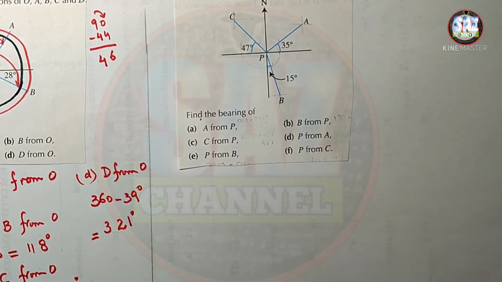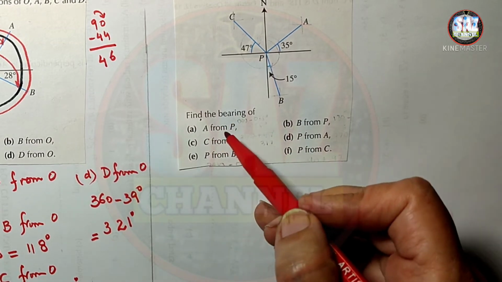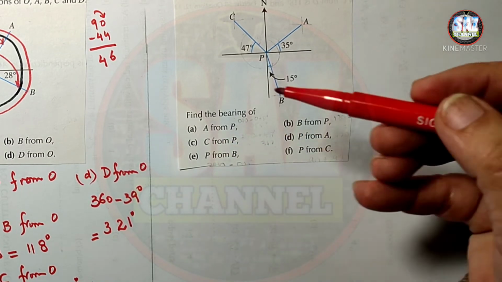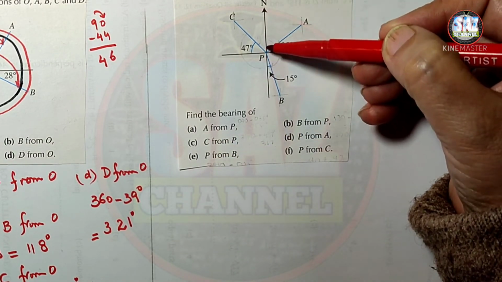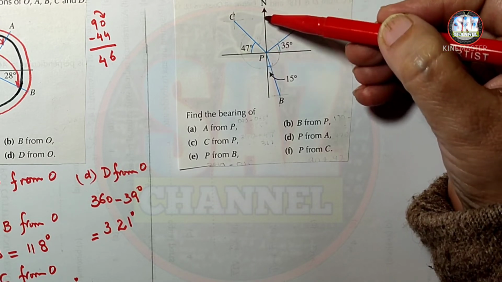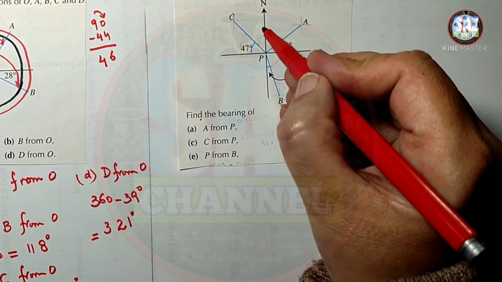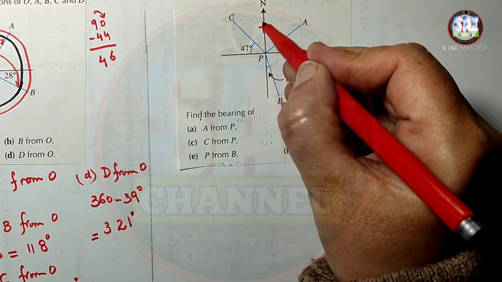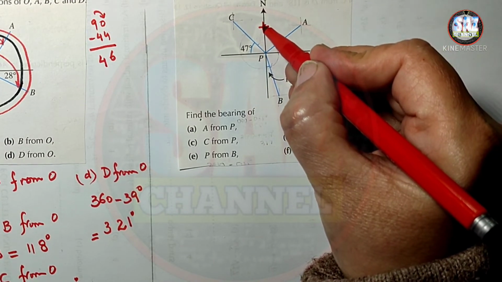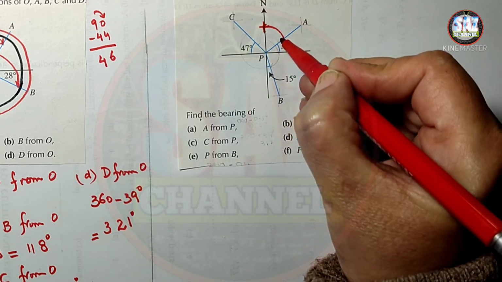Recall the rule for the bearings: we have to apply the NTC rule, that is, we have to start the movement from north, give our answer in three digits, and move in the clockwise direction. Bearing of A from P. Now look at the diagram, P is on the north, so start the movement from the north of P and take a turn till the required point.